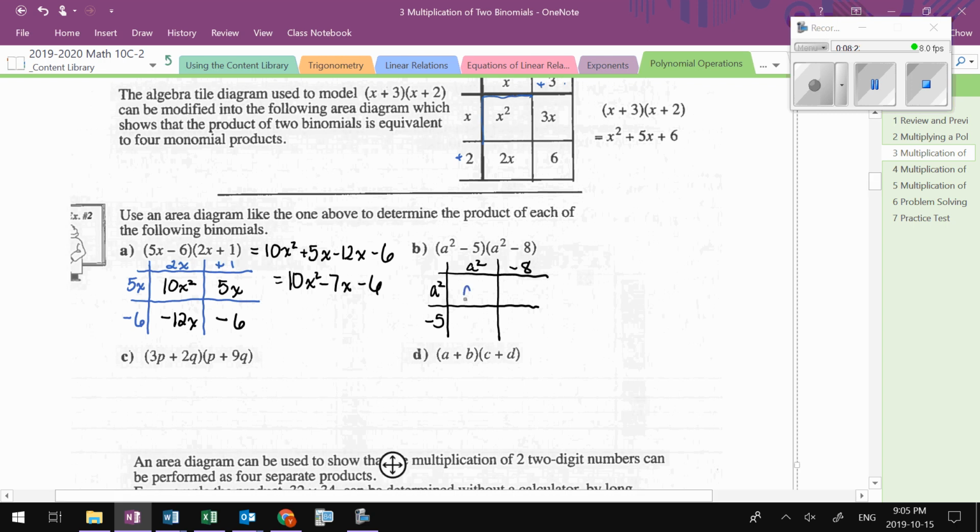So a squared times a squared, using our exponent laws, we know that that's a to the 4th. Negative 5 times a squared is negative 5a squared. Negative 8 times a squared is negative 8a squared, and then negative 8 times negative 5 is positive 40. So again, we could just write everything out. a to the 4th minus 8a squared minus 5a squared plus 40, and then combine our like terms. So a to the 4th minus 13a squared plus 40 is then our product.